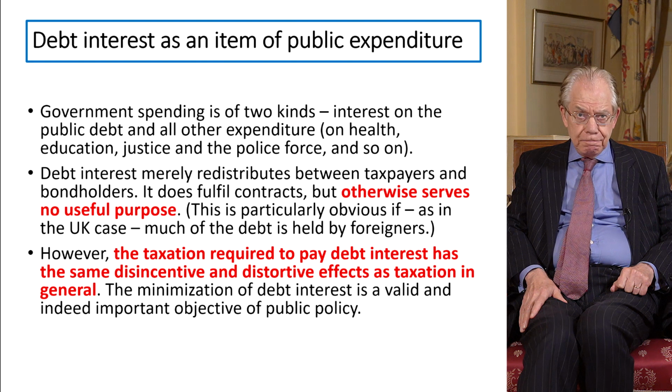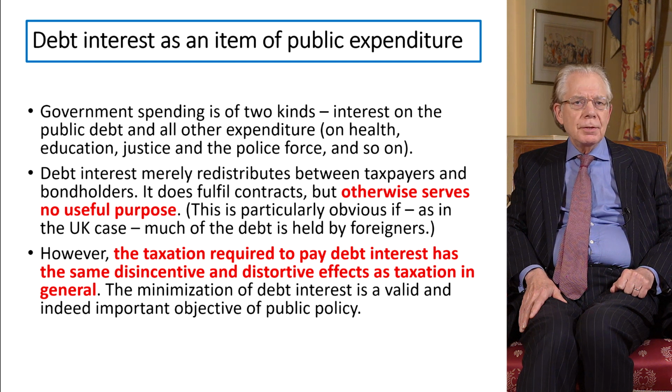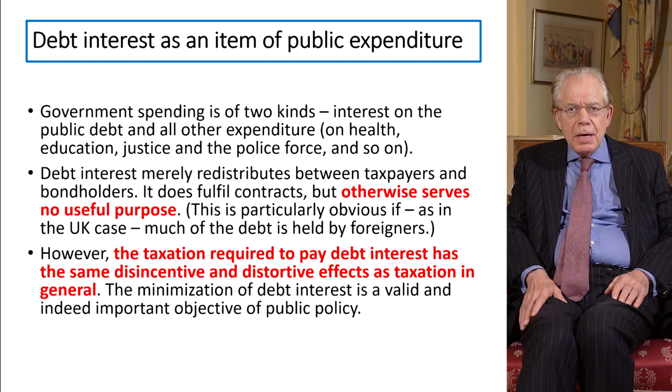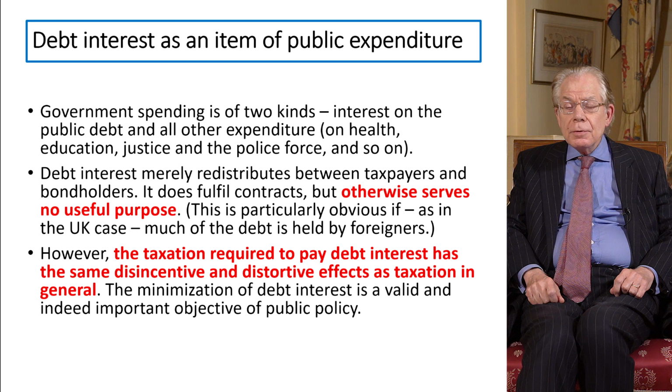Okay, so let's start from a very simple point, which is that public spending has two elements. It has interest on the public debt and all other kinds of public spending. Now, interest on the debt is a transfer between bondholders and taxpayers. If they all belong to the same nation, in a sense, it's taxing Peter to pay Peter. It's not actually anything very productive or worthwhile. And yet, we have to pay taxes in order for the government to pay debt interest, and those taxes have the usual effects on incentives, and they distort the economy.